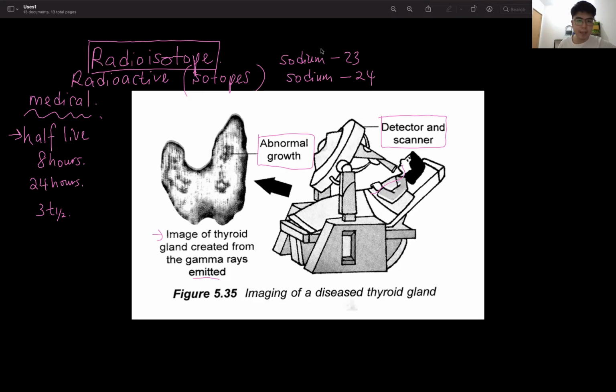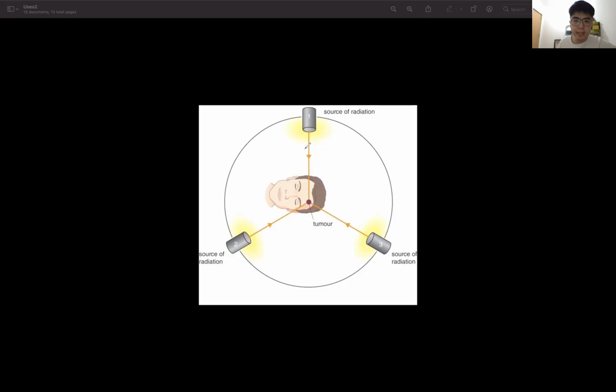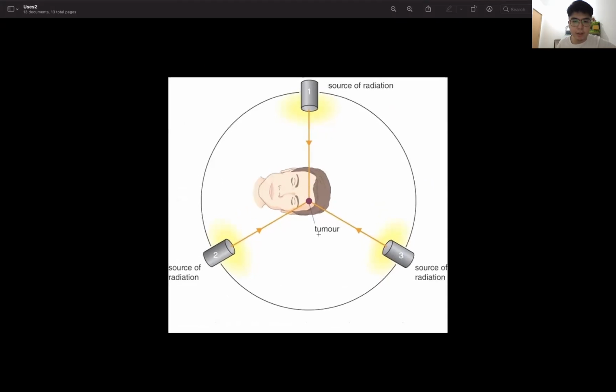Okay, that is used for medical, the first one. Second one, it can also be used to kill cancer cells. Also in the medical industry, to kill cancer cell tumors, the developing cancer cells. So basically they focus the radiation on the tumor.